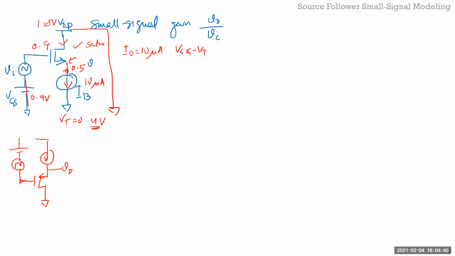That's why it's going to follow. Okay, now I take this 0.9 to 1 volt. What will happen to the gate voltage? What will be the gate voltage?